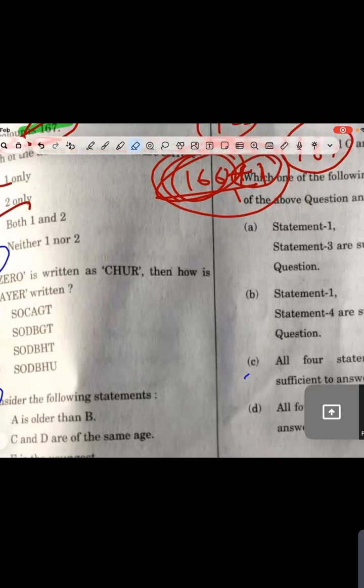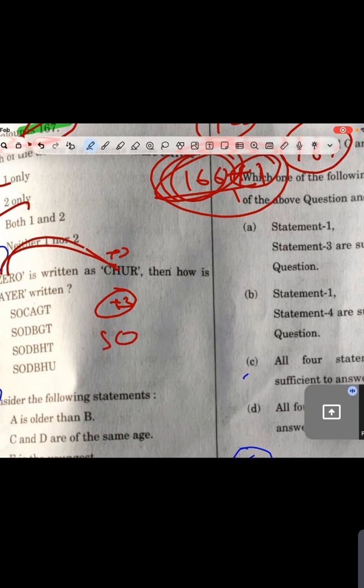If 0 is written as chore, then how is player written? Very good, very easy question. There is no need to waste time actually. Z, Z 20 is C. It means E plus 3, P plus 3 equal to S, L plus 3 equal to O, then A plus 3 equal to D.